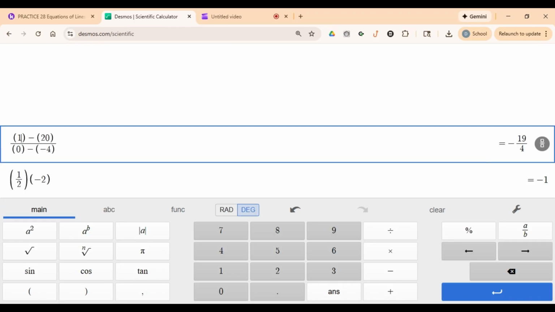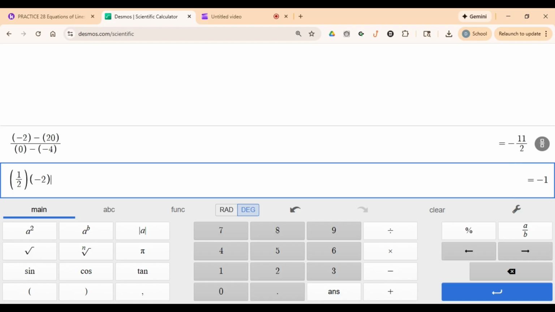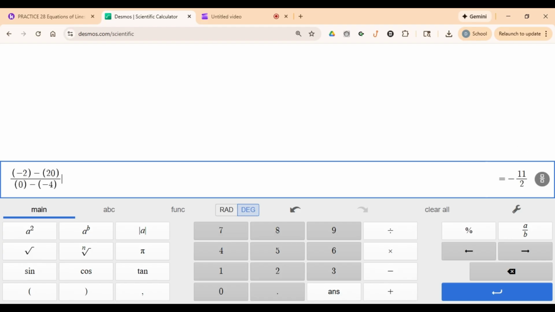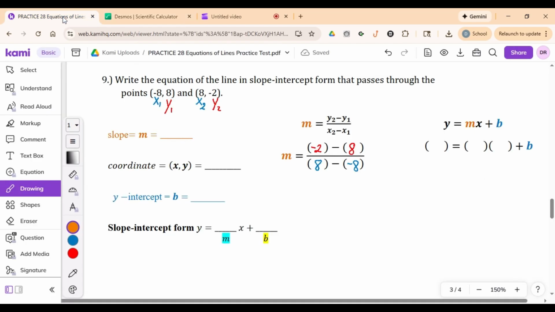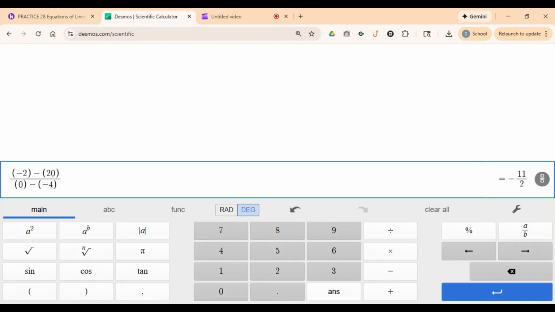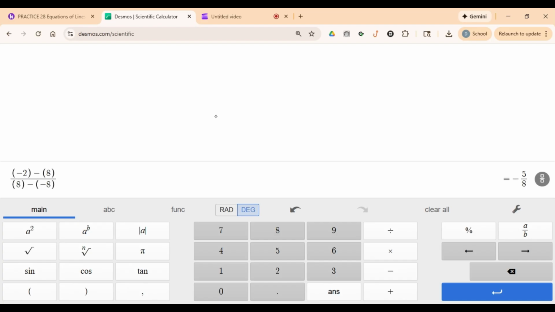So we've got -2. I'm going to clear this out so we can see it a little bit easier. So -2 minus 8, and down here we have 8 minus -8. Remember, you can pause the video anytime if I go a little too fast. That does reduce down. Again, you might see a decimal first, but we have the fraction conversion. The slope we want is -5/8.